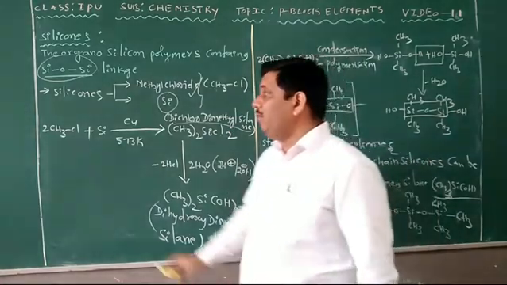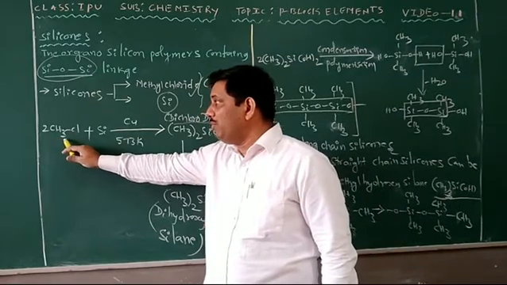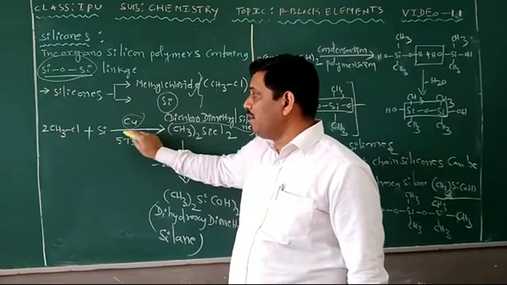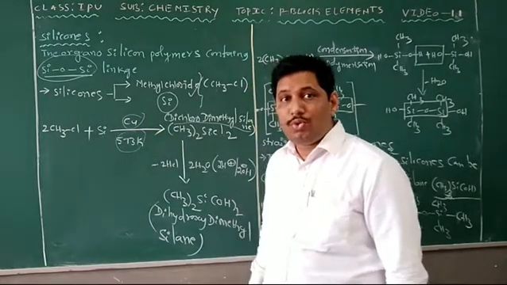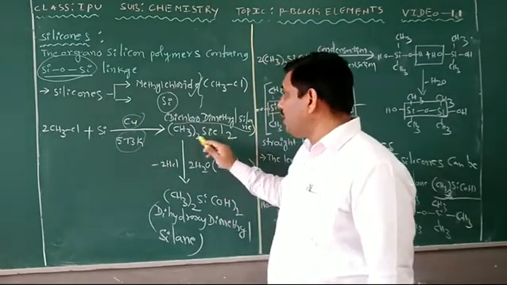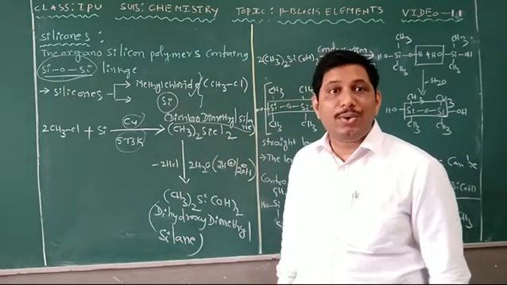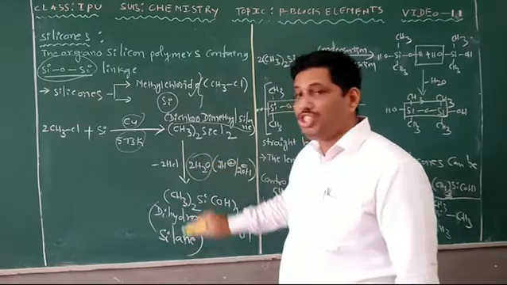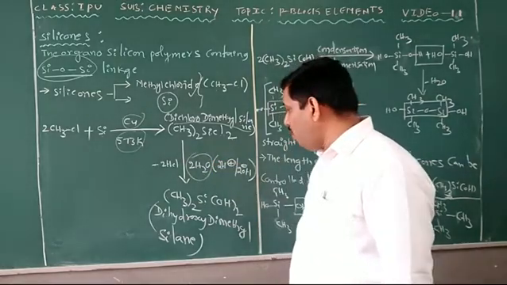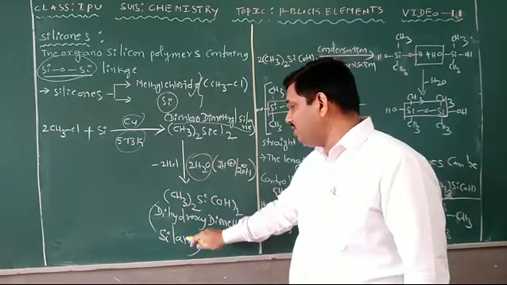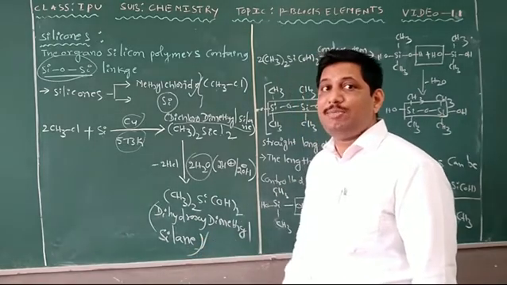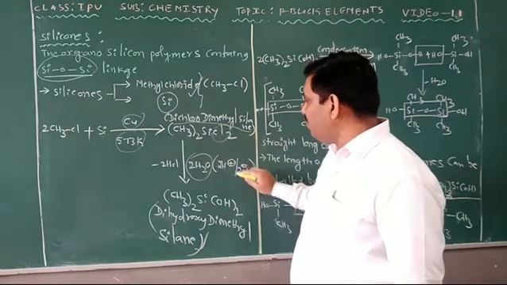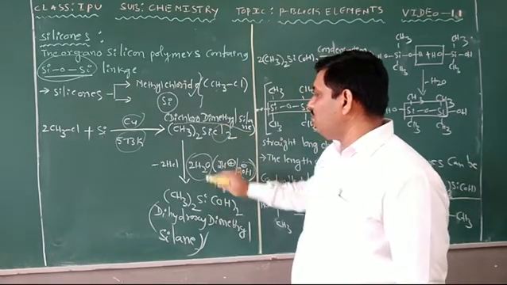Once again, students, when two molecules of methyl chloride react with silicon in the presence of copper catalyst at a temperature of 573 Kelvin, they form dichlorodimethyl silane, which upon hydrolysis forms dihydroxydimethyl silane. Here the mechanism is that the two chlorine atoms are replaced with two hydroxy groups of the water molecule.